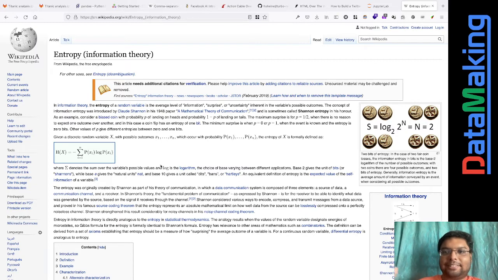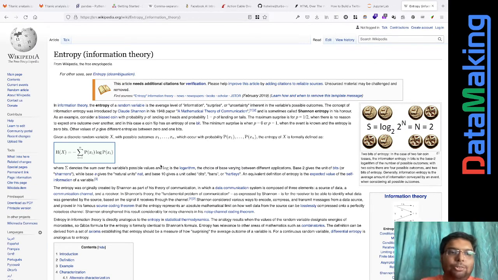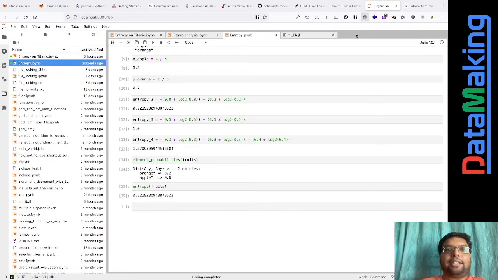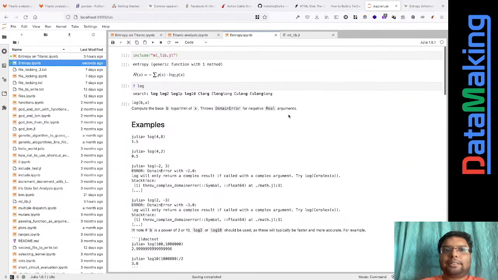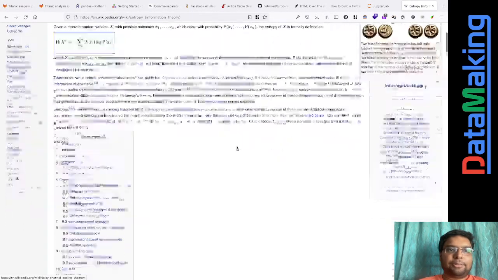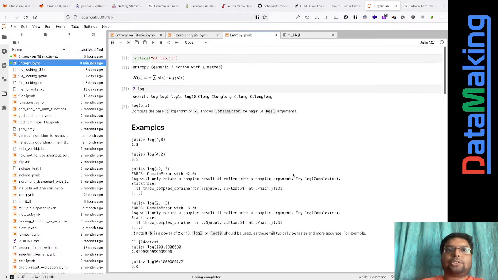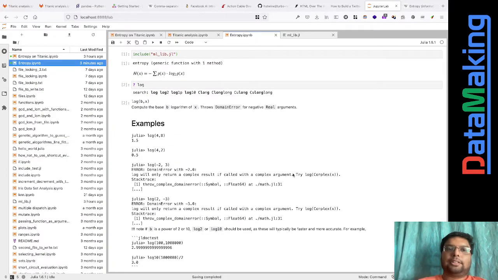But entropy is a very integral part of data science. I don't know how they derived this formula. This is the Wikipedia page about entropy, how we are using it in information theory. But let me just jump into it.